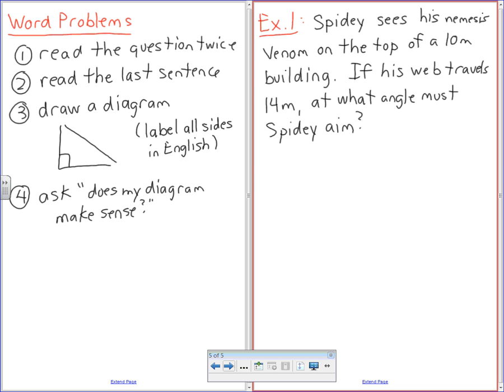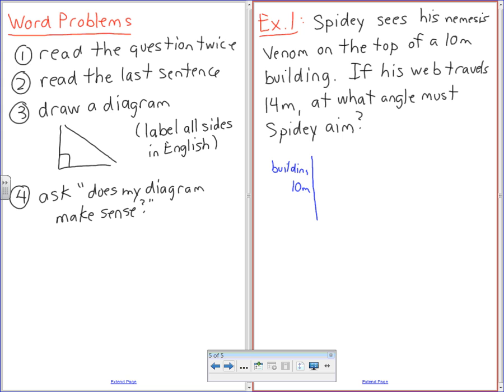Now, go ahead. So it's 10 meters, you draw 10 meters. The first thing I'm going to do, I read that question, I'm looking for an angle. So are they on the ground? I'm going to say Spidey's on the ground. The building there is going to be 10 meters, and I write that as building.